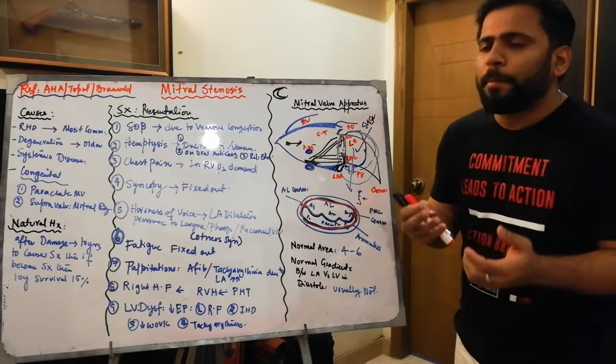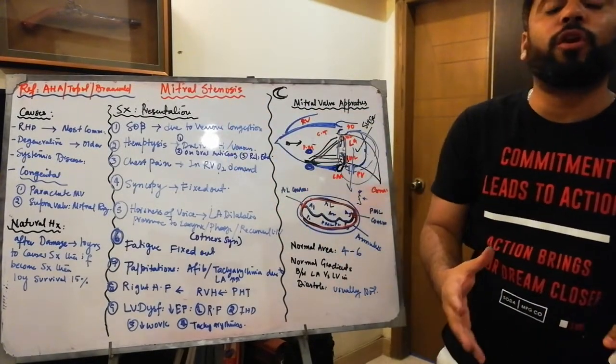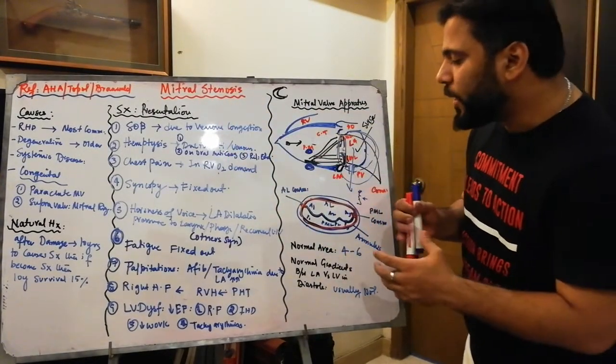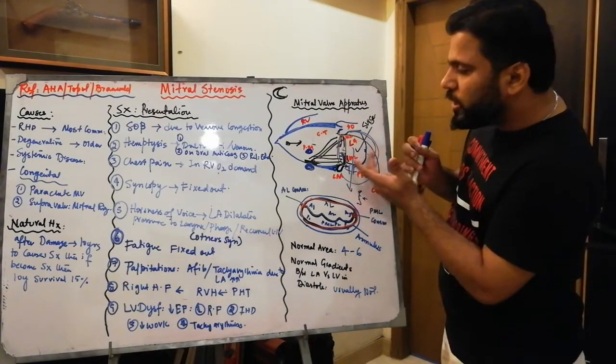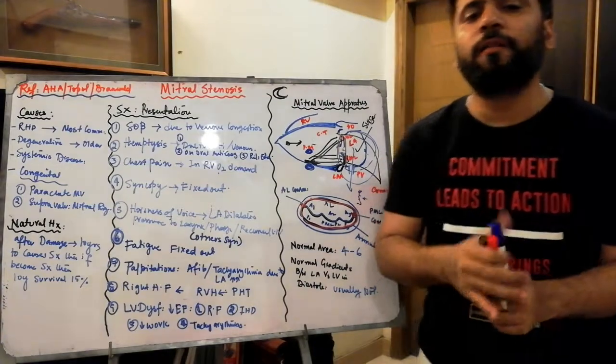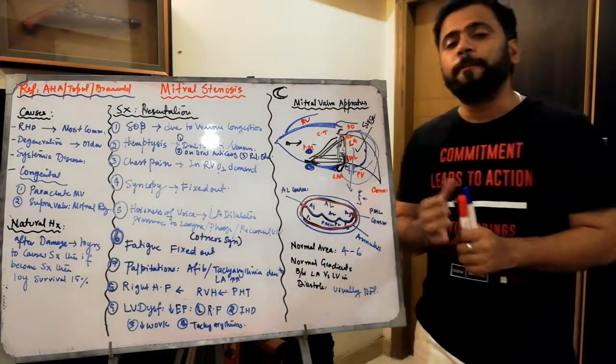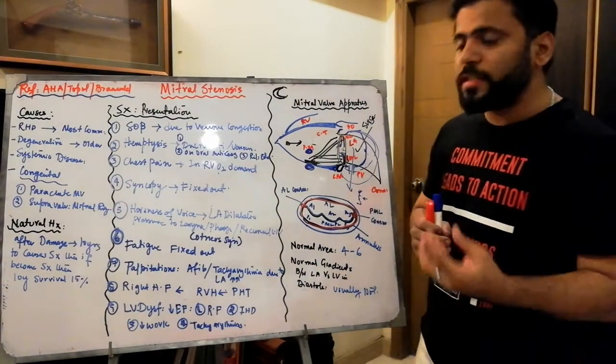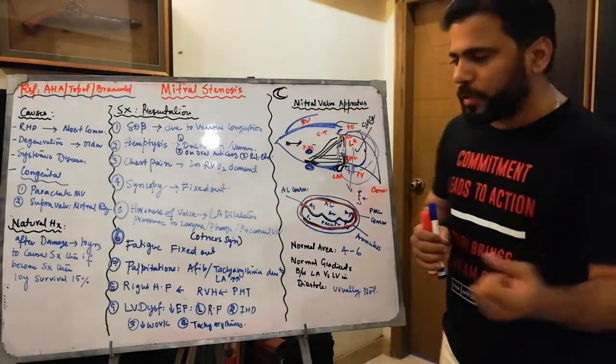Now, hoarseness of voice. Why would my patient with mitral stenosis have hoarseness of voice? Because a huge LA causes pressure at the larynx, pharynx, and recurrent laryngeal nerve, so it can cause hoarseness of voice, and this syndrome is known as Ortner syndrome.